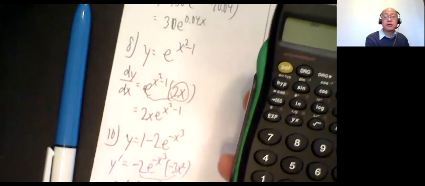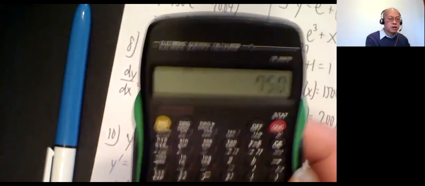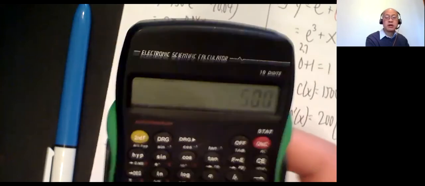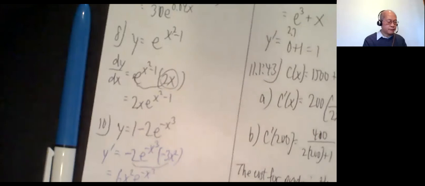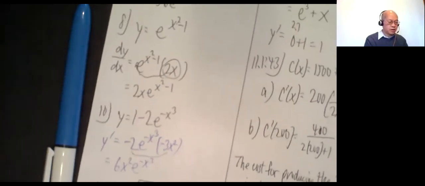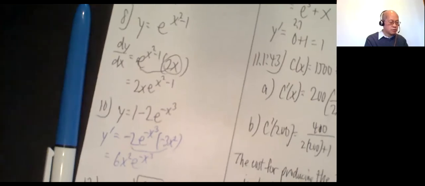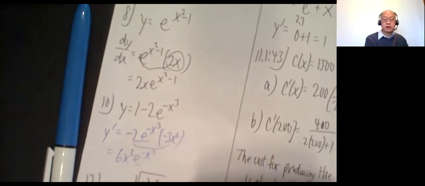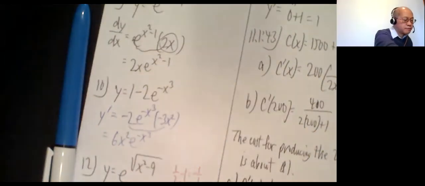750 times, what was it? 0.04 times 0.04 is, oops, must have punched it in wrong. I think I hit divided by, I messed up. 750 times 0.04. Yeah, there we go, 30. Okay.